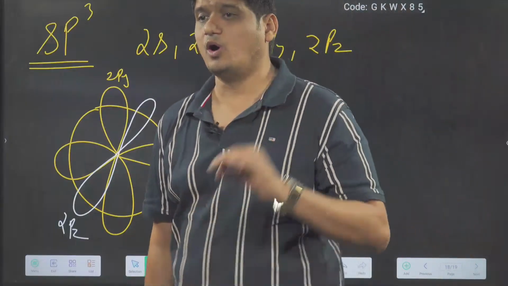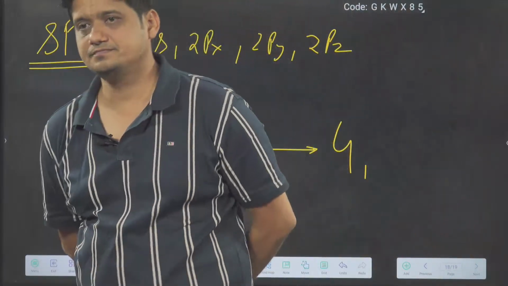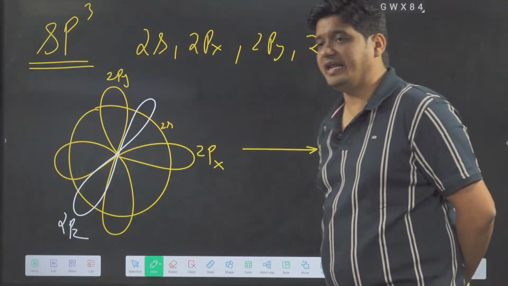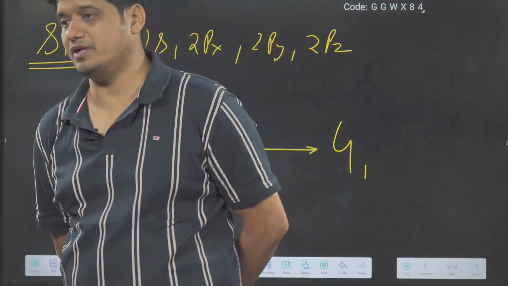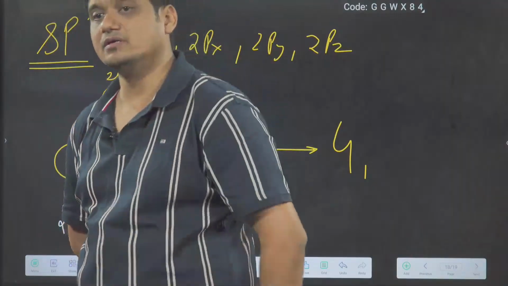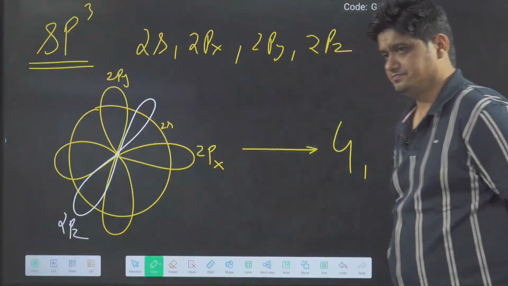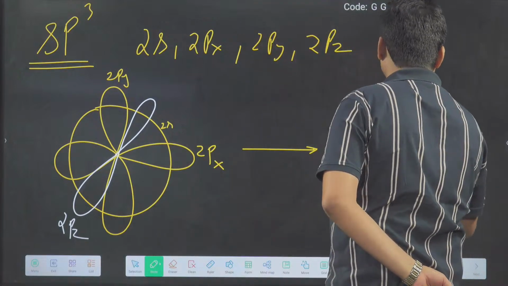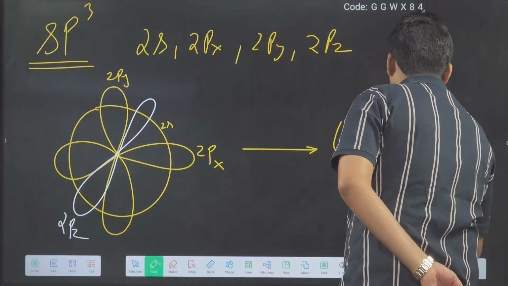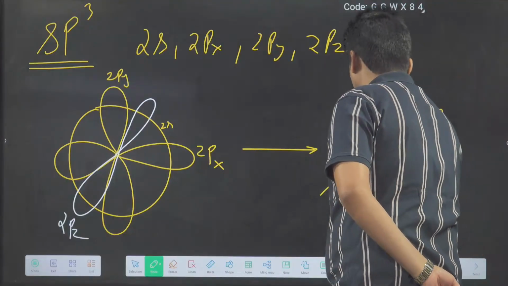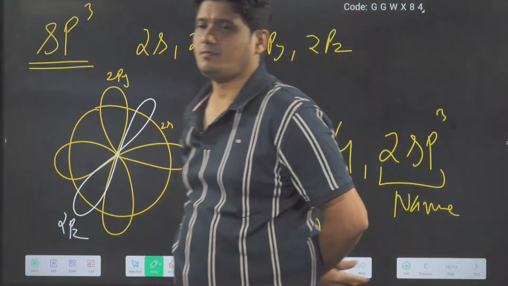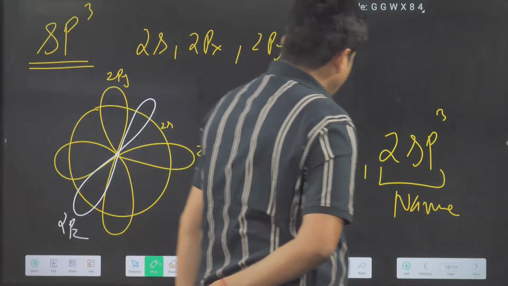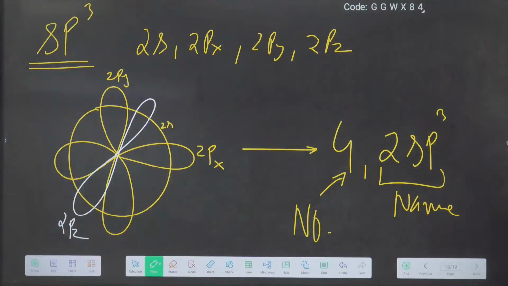As per this example, what will be the name of hybrid orbital? Number part done. Now I'm asking name. Name of hybrid orbital. 2sp3. Very good. So 2sp3 is the name and this 4 is a number. Okay or not? Now we have to go for the geometrical part.